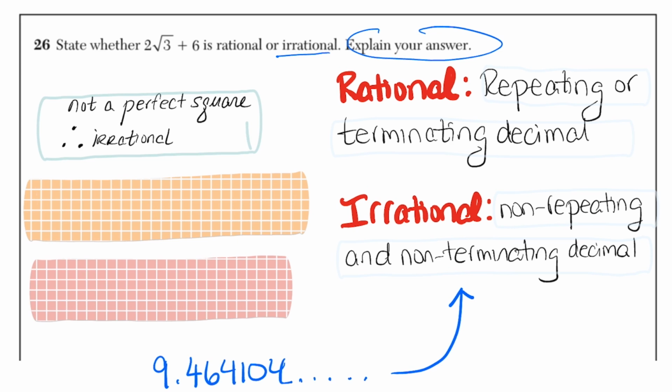The square root of 3 is not a whole number, so 3 is not a perfect square. Therefore, the square root of 3 is irrational. So now we know that this part is irrational.